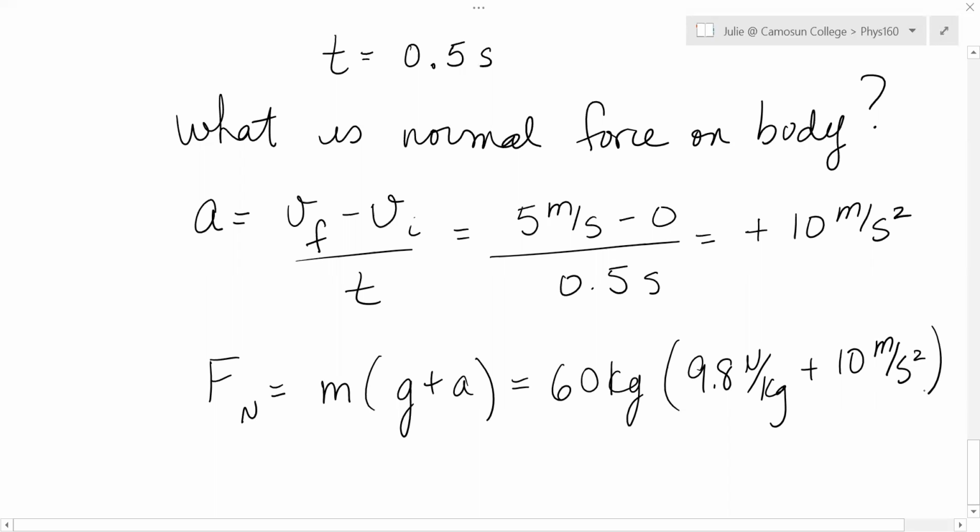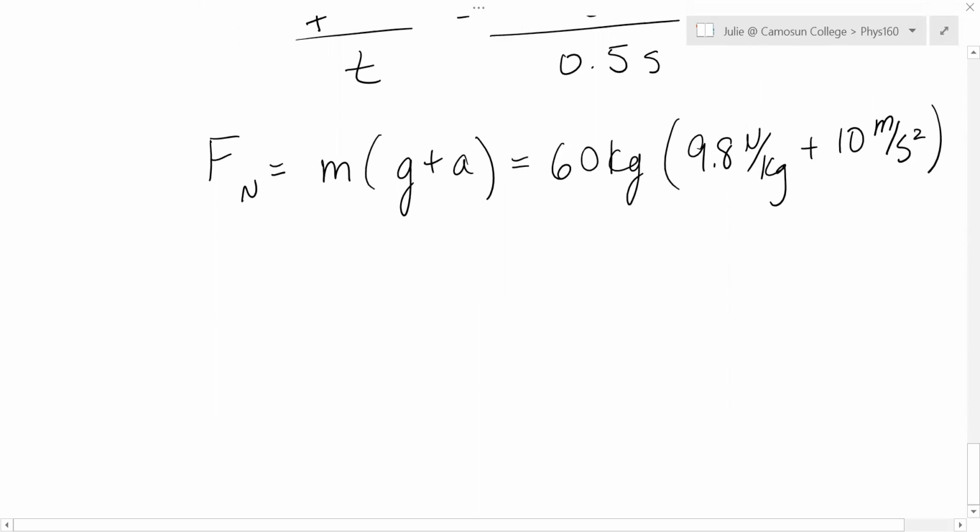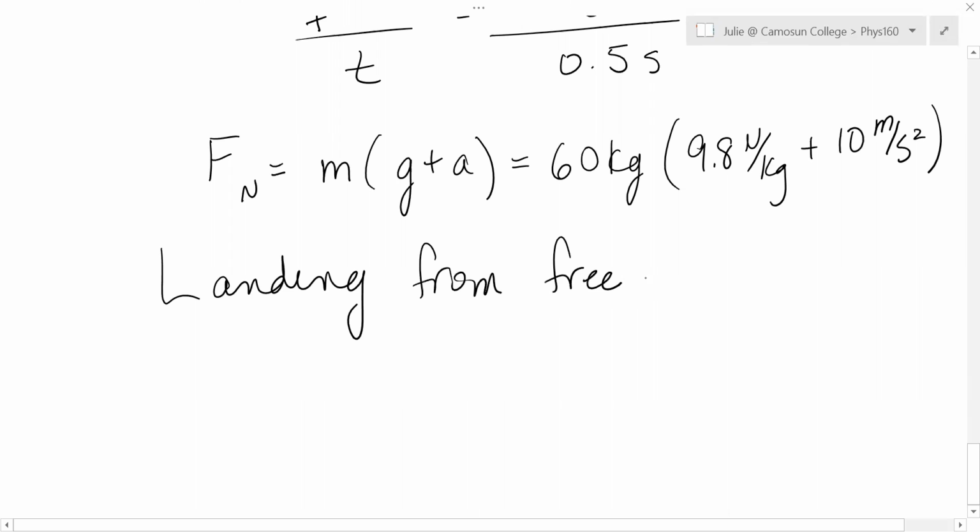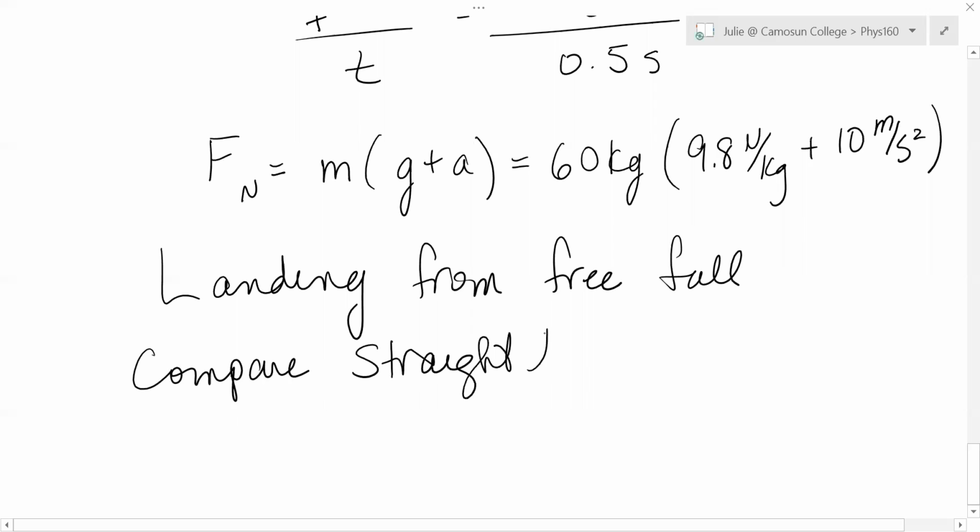Okay, so that's jumping. Now, similarly, landing from free fall. So if you fall off a desk or something and you land straight-legged, it's pretty severe force because you're landing straight-legged. So let's compare a straight leg landing to bending your knees.